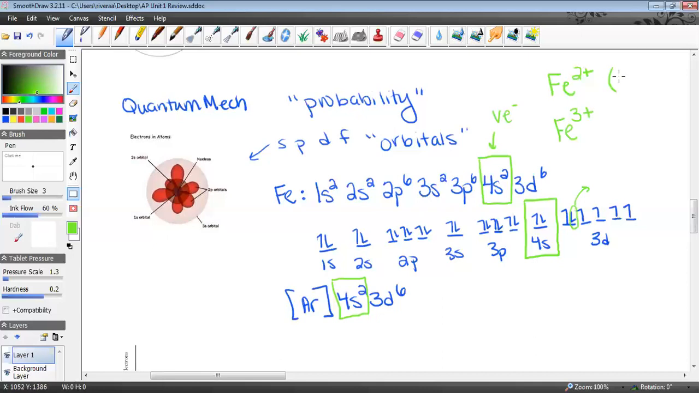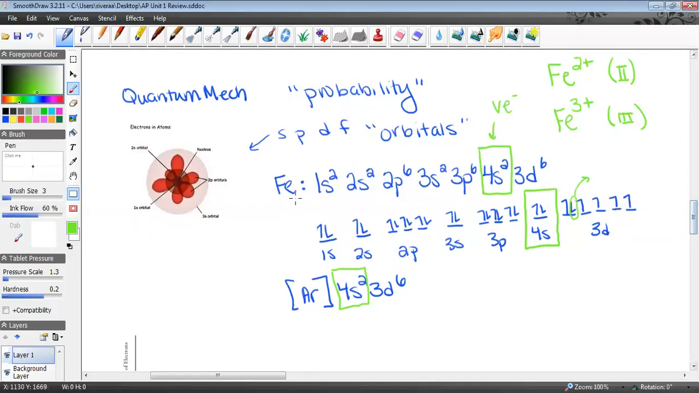And of course, we indicate that with our Roman numerals. So that's the iron 2 ion, that's the iron 3 ion. So take from the valence shell first when you're looking at electron configurations and how these atoms lose electrons. Okay, any questions on those electron configurations and the rules for writing them?